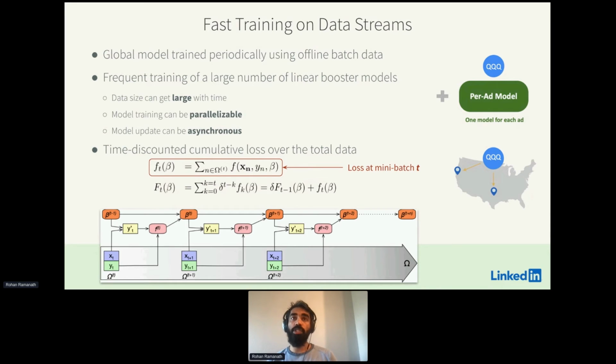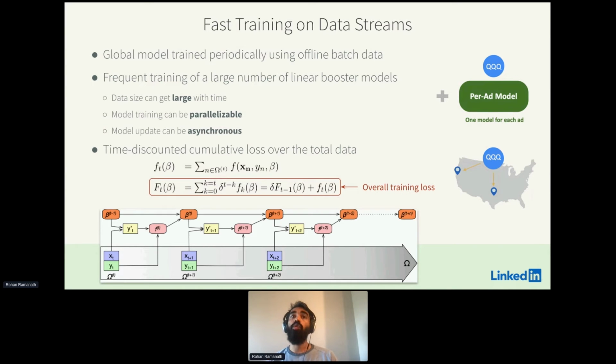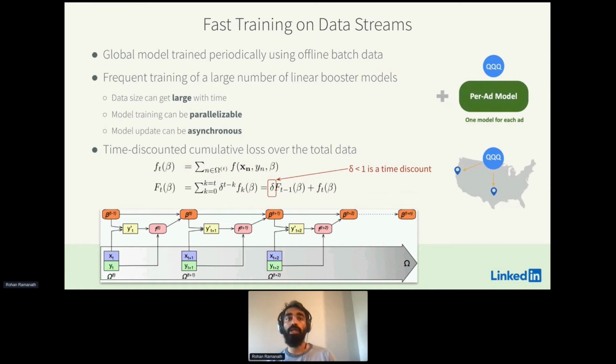So the small f sub t is the loss at mini batch t, and the capital F sub t is the overall training loss. So if you notice, we are aggregating these mini batch losses across time. Each time we're discounting it by a factor delta, and we get the overall loss function. Now, when delta is less than 1, it's a time discount. And what that means is I'm saying, hey, the older the data, the less important it is to the loss function. Or another way to say it is the more recent data is going to influence the loss function more. So this way, if there is a current event or if there is some new change in the ecosystem, you want that to be captured as soon as possible.